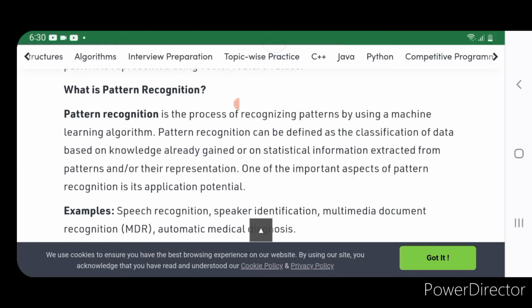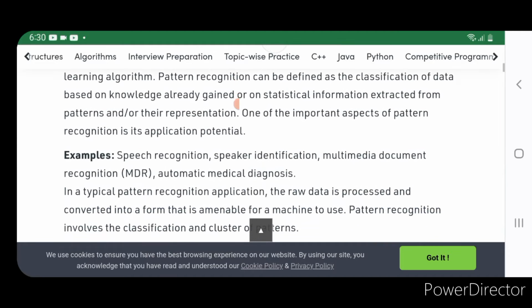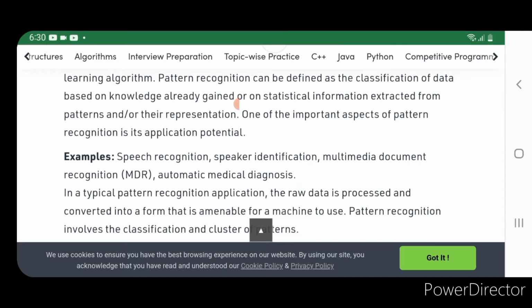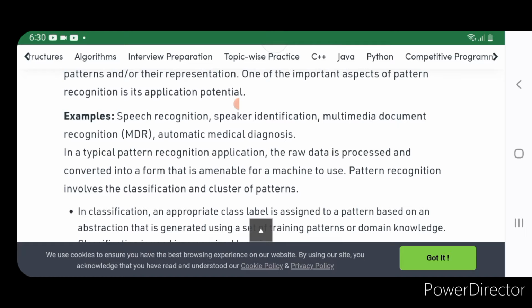One of the important aspects of pattern recognition is its application potential. Examples are speech recognition, speaker identification, multimedia document recognition, automatic medical diagnosis. In a typical pattern recognition application, the raw data is processed and converted into a form that is amenable for a machine to use. Pattern recognition involves the classification and clustering of patterns.